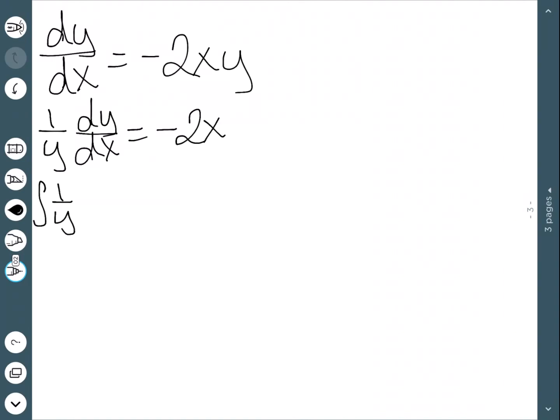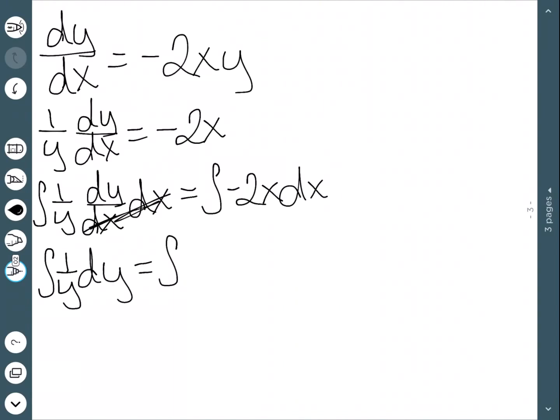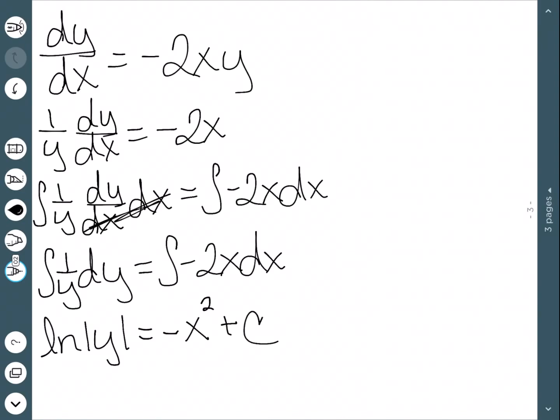And now I can integrate both sides. On the left, the integral of 1 over y dy/dx dx. On the right, the integral of negative 2x dx. Once again, my dx's cancel. I have 1 over y dy equal to the integral of negative 2x dx. The integral of 1 over y is ln of y. The integral of negative 2x is negative x squared plus c. And now we do have one extra step after this as well, which is to solve for y. So in this case, y is e to the negative x squared plus c.